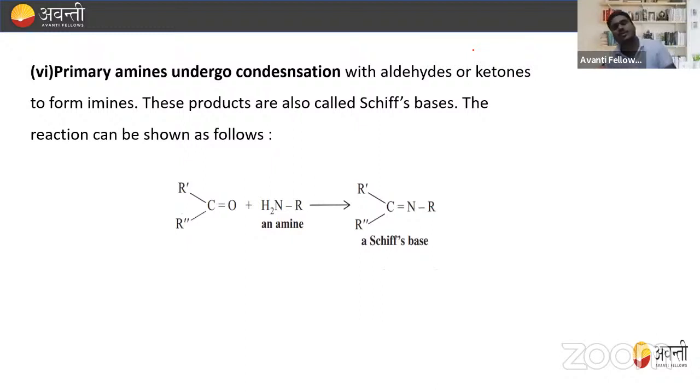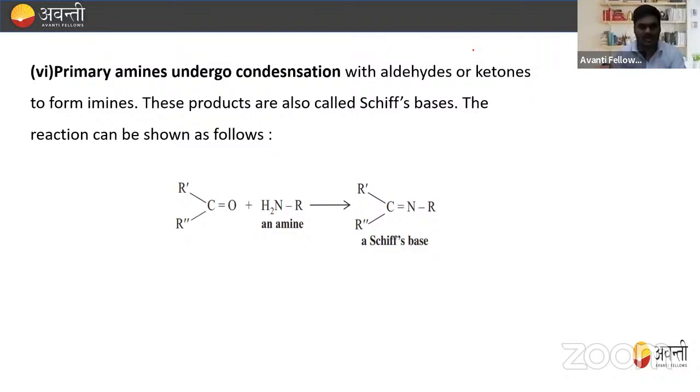Now, primary amines also undergo condensation reactions with aldehydes or ketones to form imines. This one is also very important. What is an imine? A carbon-nitrogen double bond is known as an imine. These products are also called Schiff bases.